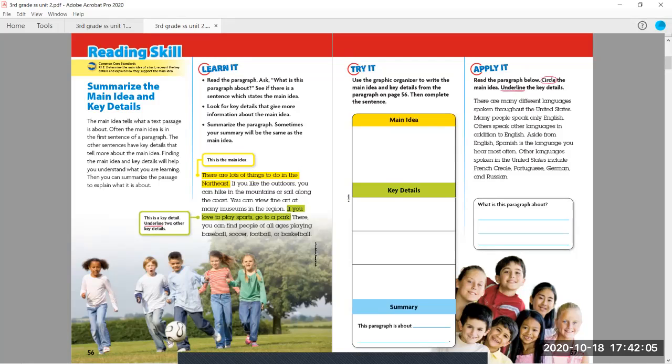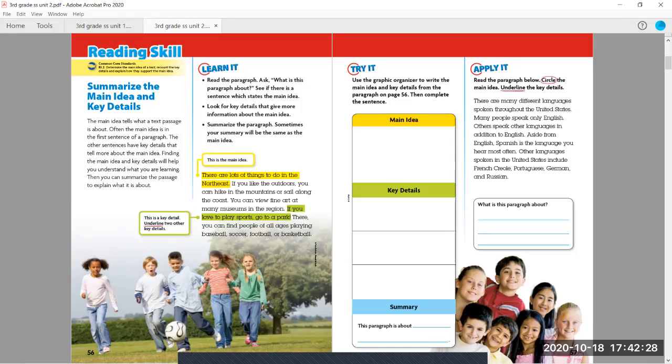There are many different languages spoken throughout the United States. Many people speak only English. Other people speak other languages in addition to English. Aside from English, Spanish is the language you hear most often. Other languages spoken in the United States include French Creole, Portuguese, German, and Russian.